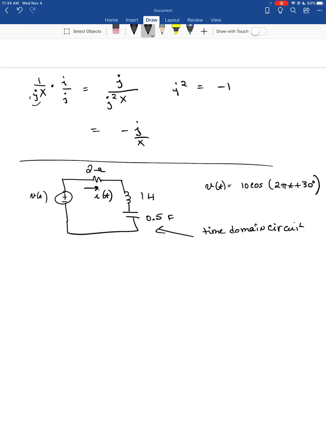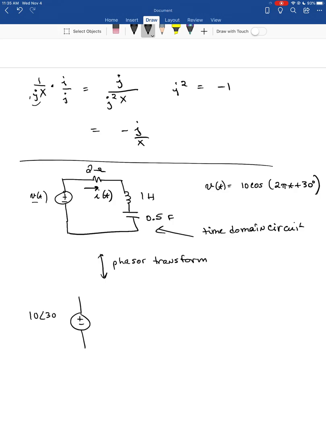So under normal circumstances in the time domain, if we wanted to solve for the current, we would have to write a KVL around this circuit, and we would have to express the inductor voltage as L di dt and the capacitor voltage as 1 over C times the integral of I of t dt. So we would have an integral differential equation, and then V of t would be our source, and it would be sinusoidal. So we would have a second order inhomogeneous differential equation that we would have to solve. And we don't want to do that. So what we want to do instead is a transformation. And we don't do it on the equation. We do it on the circuit.